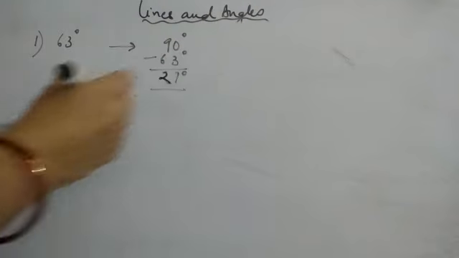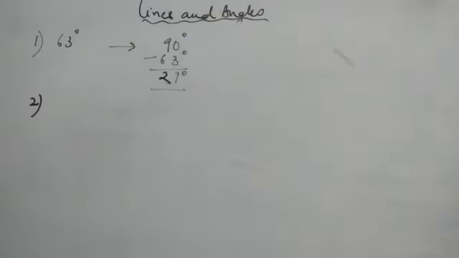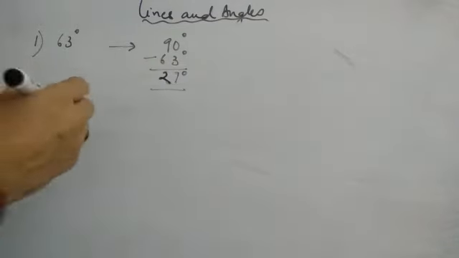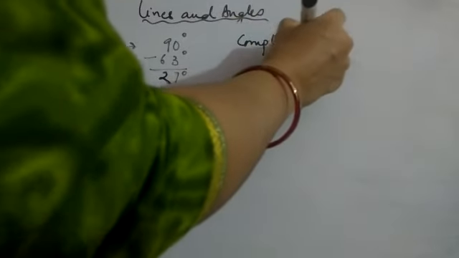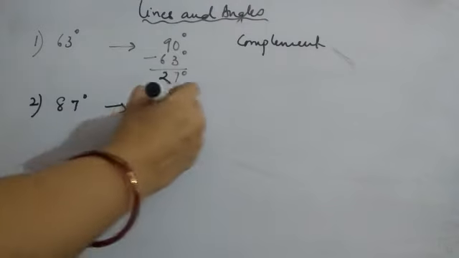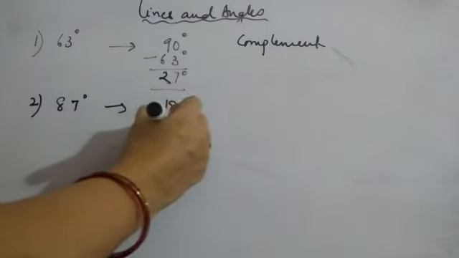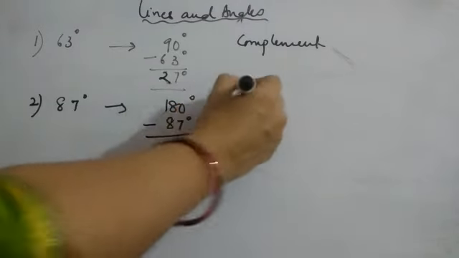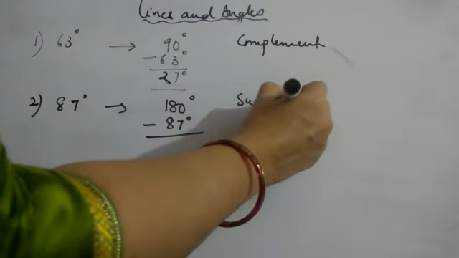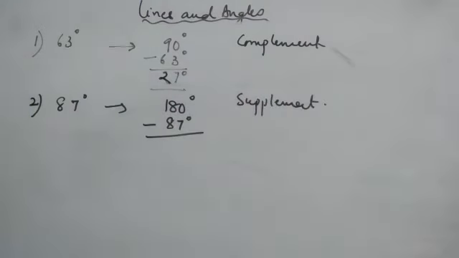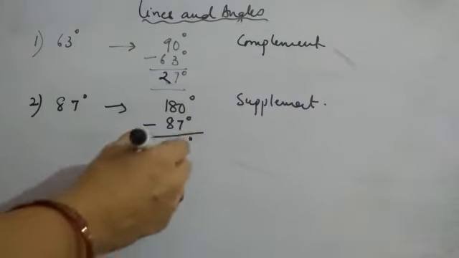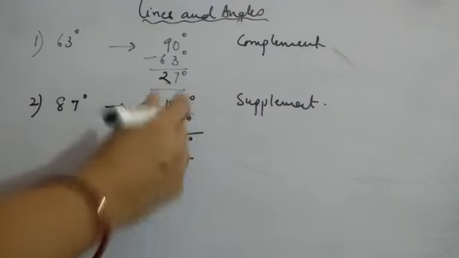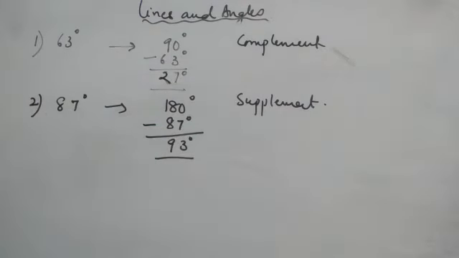Then another example is you have to find the supplement of 87 degrees. So 180 minus 87, because the sum of supplementary angles is 180 degrees. So 10 minus 7 is 3 and 17 minus 8 is 9. So 93 degrees is the supplement of 87 degrees.